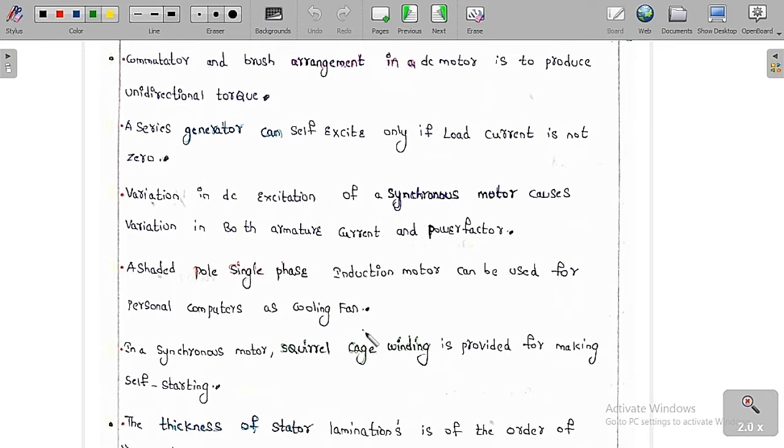So if you see under your PC, the cooling fan is basically made of a shaded pole induction motor. Therefore, simply we can say a shaded pole single phase induction motor can be used for personal computers as a cooling fan.